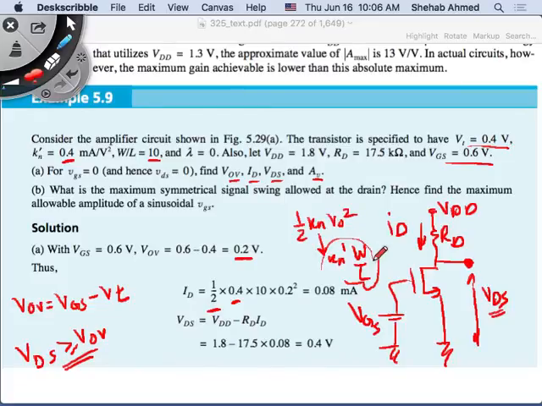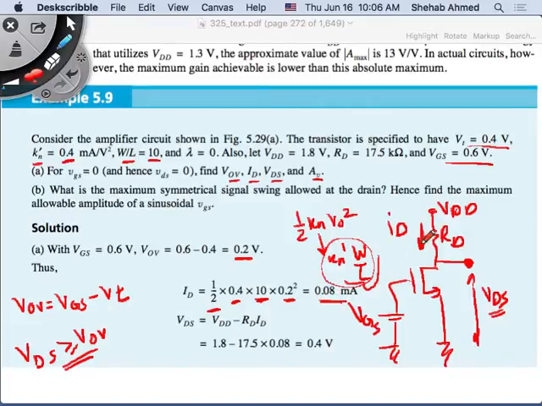Because all of this is a design dependent parameter. Yeah, they give you Kn prime, and they give you W. All of this is given. The only thing that you calculated now was your overdrive voltage, 0.2 squared. So ID is equal to 0.08 milliamp.